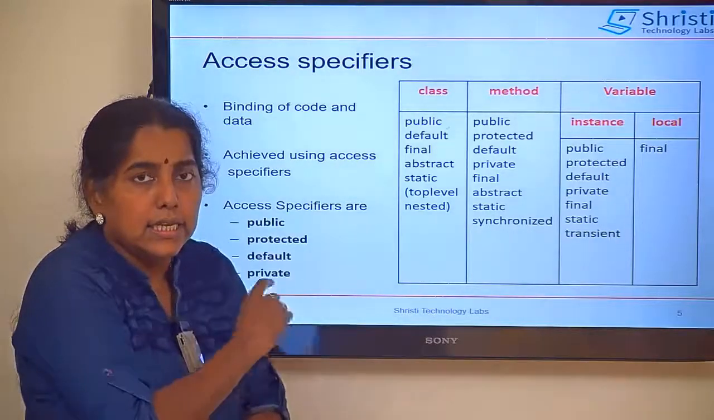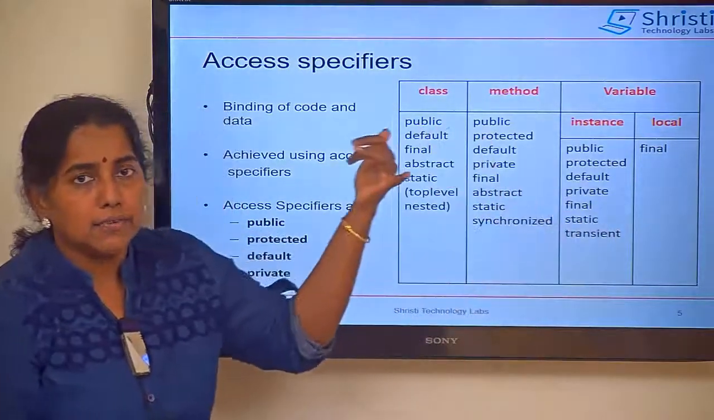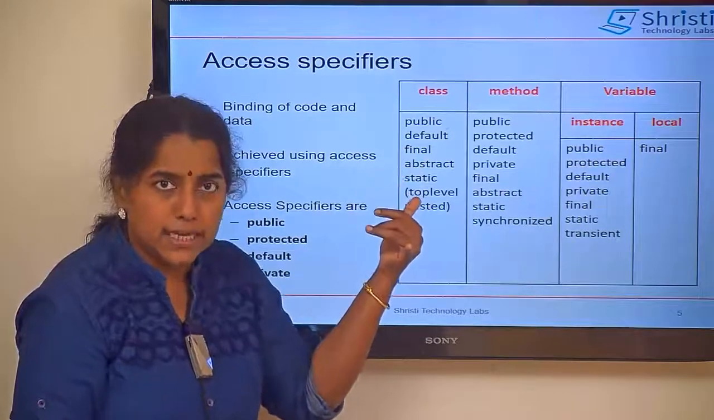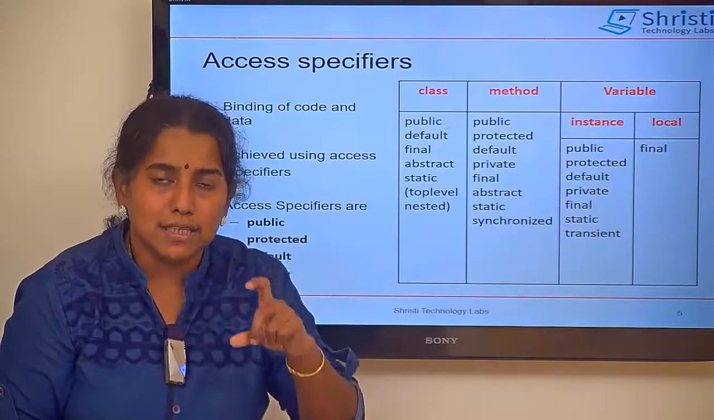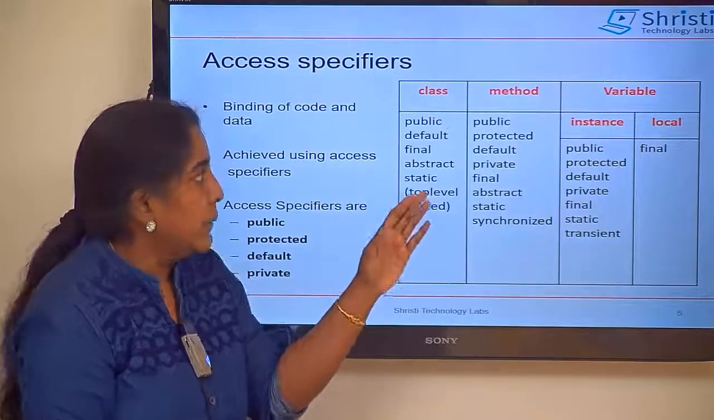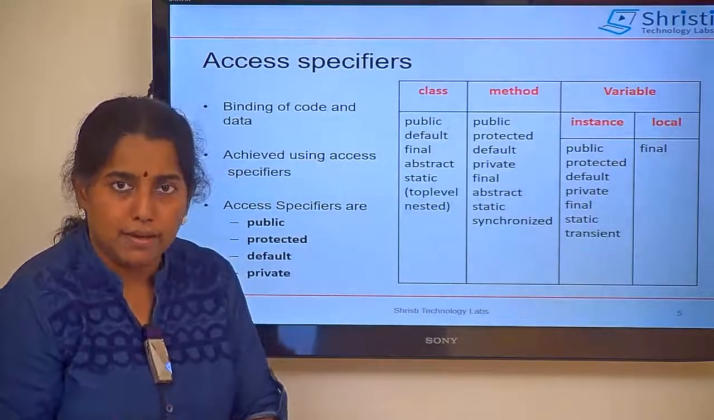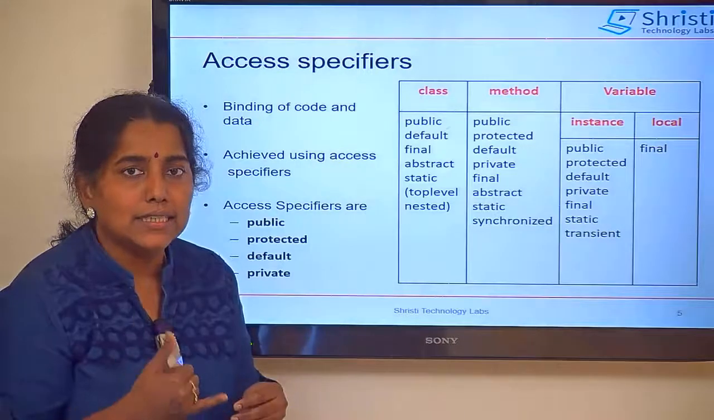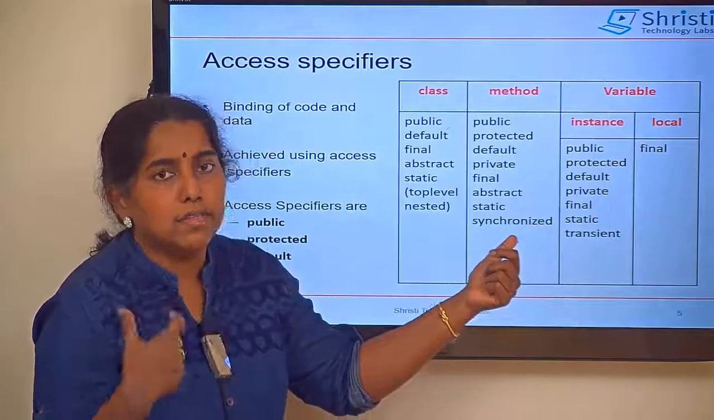Before talking about these, let us see the access specifiers taken by classes, methods and variables. In case of a class: public, default, which we have seen already, final and abstract. What about static? When you are working with inner classes, a class within a class, the top level nested classes can be static. Next is method. For a method, it can be public, protected, default, private, abstract. Abstract means you will have only the method definition. Final: the method cannot be overridden. Then static, synchronized. Synchronized is used together with threads.